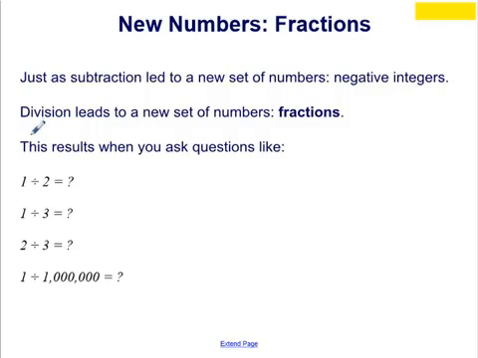Just as subtraction led to a new set of numbers, negative integers, division leads to a new set of numbers called fractions. This results when you ask questions like, what is 1 divided by 2, 1 divided by 3, 2 divided by 3, 1 divided by a million? These answers are not so clear.